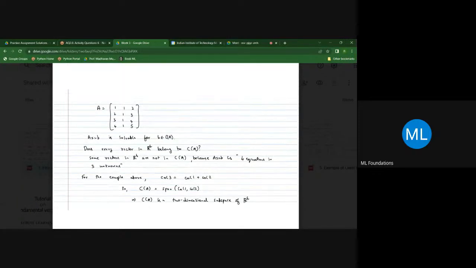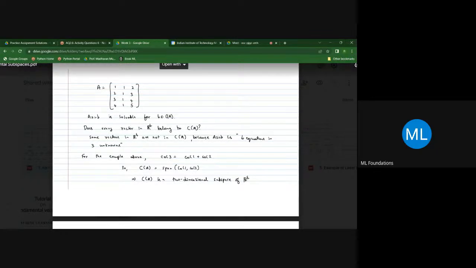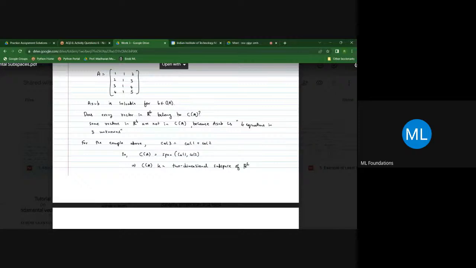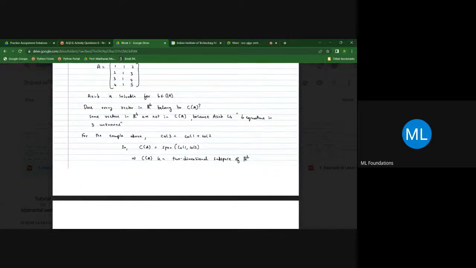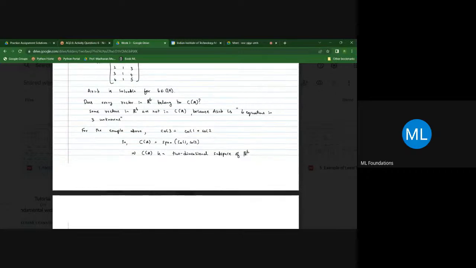Here, since column 3 equals column 1 plus column 2, the independent columns are only 2 columns. Here we have only columns 1 and 2, and they are independent. So basically this column space is a 2-dimensional one. It is a 2-dimensional subspace of R4. So basically each and every R4 vector cannot be represented by the column space of A. Hope that part is clear.